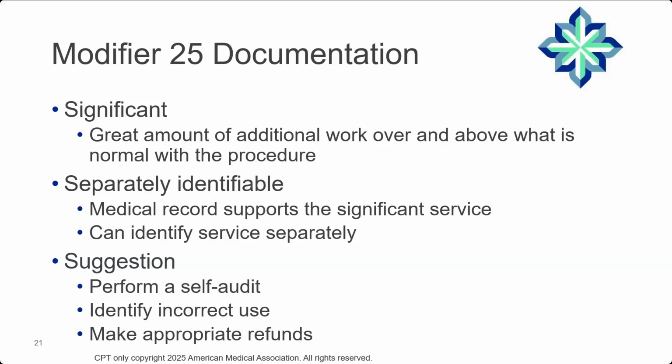So we always suggest that you perform a self audit. Again, not on every claim, but just once in a while. You identify the incorrect use and you make any appropriate refunds. But if you're not using it enough, you identify that too, and you can adjust those claims or submit new claims to make that separately payable. So really, what you're looking for when you're talking about modifier 25?